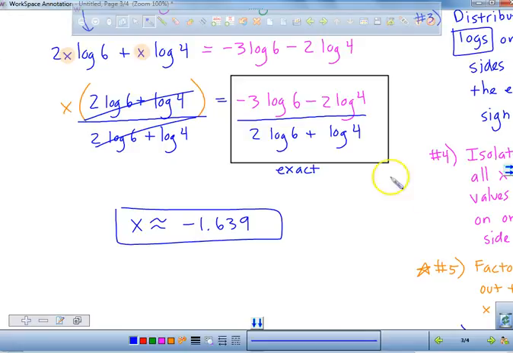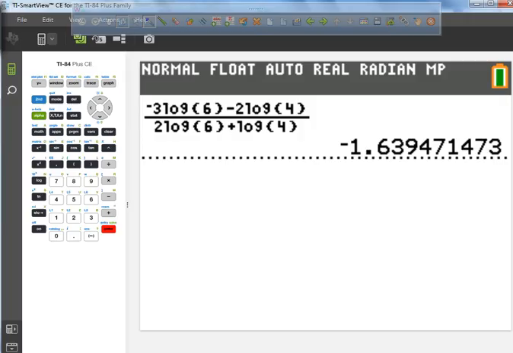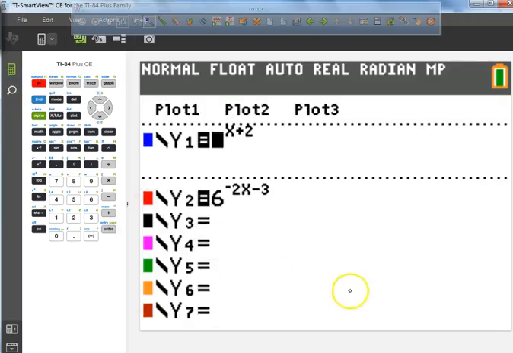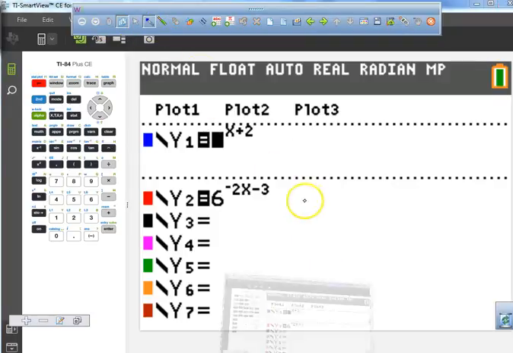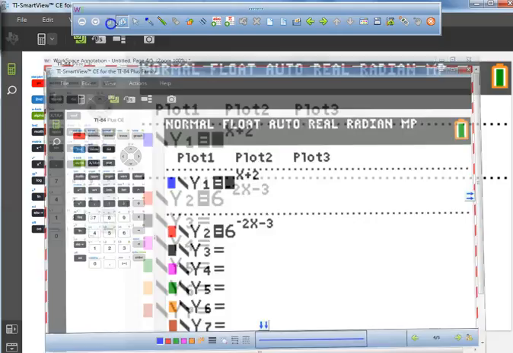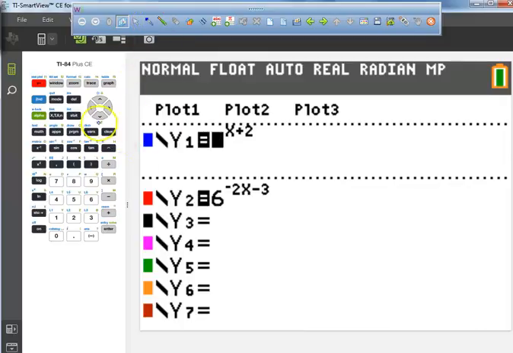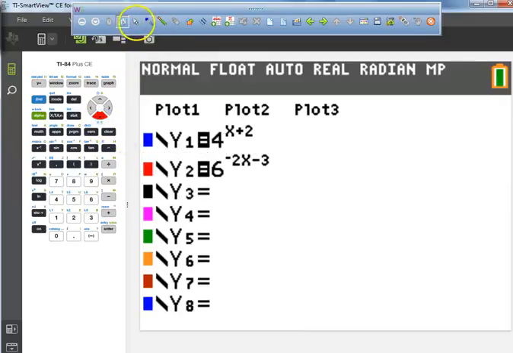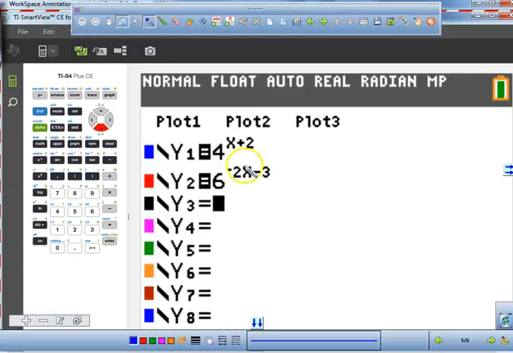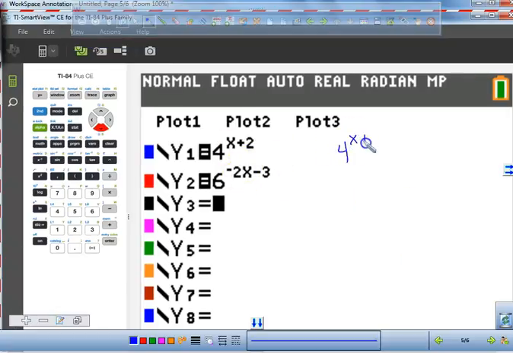Now, everybody, if you go to your graphing calculators and you hit y equals, would you agree that these were the two equations when we started out? 4 to the power of x plus 2 had to equal 6 to the power of negative 2x minus 3, right? And what did we get for x? We got negative 1.639. That's what we would have to plug in.